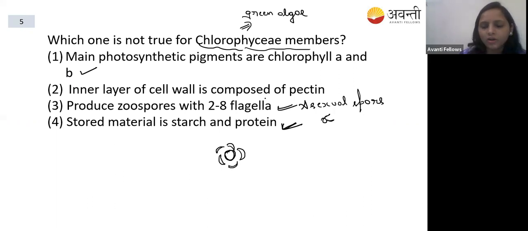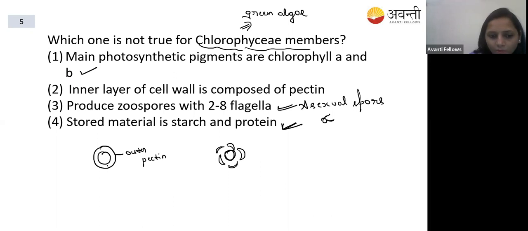Inner layer of the cell wall is composed of pectin. Many of them will not notice this; simply seeing pectin, they will give an answer. No, guys. Whenever you are talking about chlorophytes, here you can see it has two cell walls. This is the outer cell wall, made up of pectin, whereas the inner cell wall is made up of cellulose.